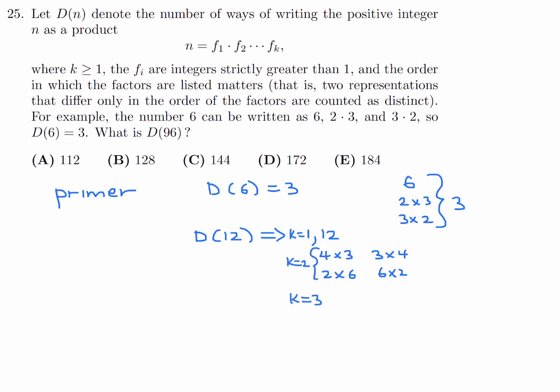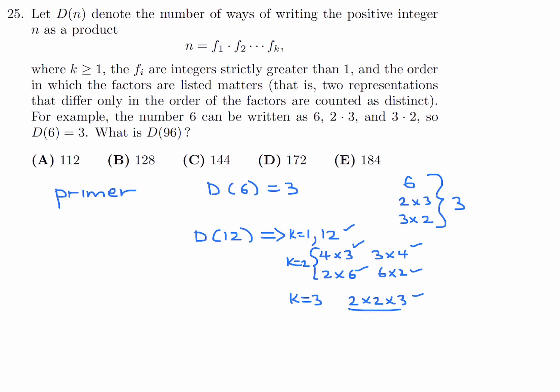And when k is 3, meaning you have 3 numbers, I think the only way is just all the prime factors, which is 2 times 2 times 3. So we have 1, 2, 3, 4, 5, 6. So are there any more? There should be.